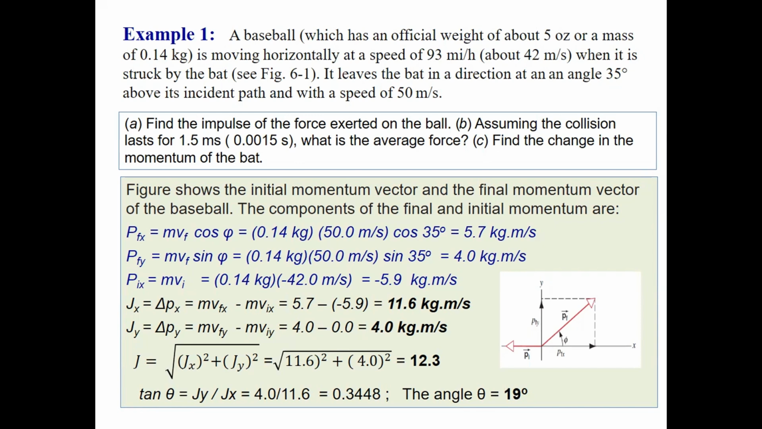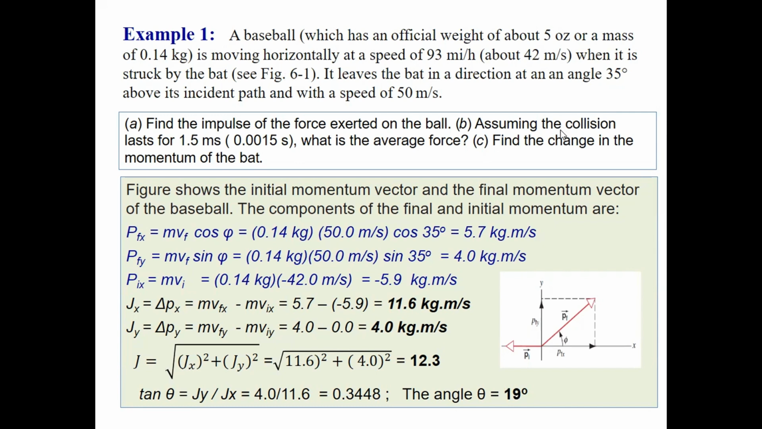and you get the value of 0.3448. Taking the inverse of the tangent, we find the angle equal to 19 degrees. So the information about the J is complete. J vector has now the magnitude and the direction.